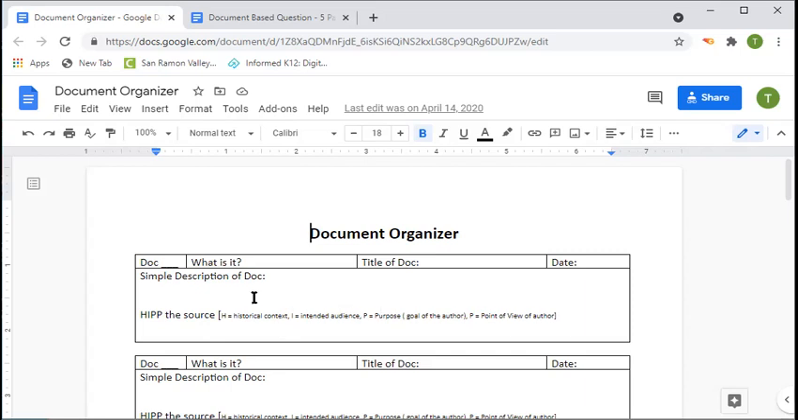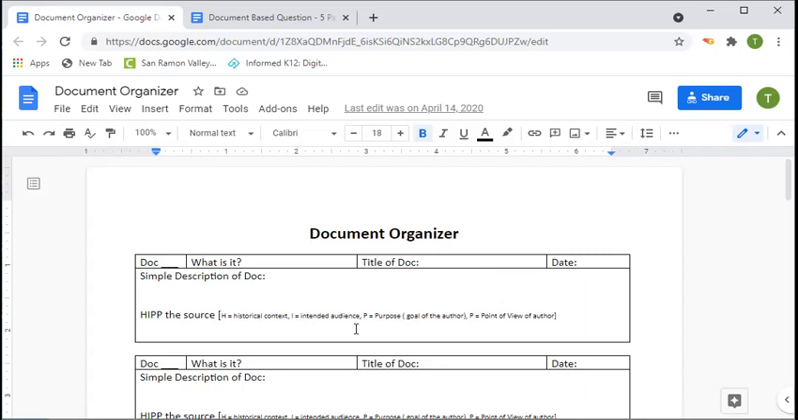So you don't have to do historical context and intended audience and purpose and point of view. You have to do one of those 4. So when you look at the document, you'll figure out which one of these makes the most sense to me, or which one of these am I most comfortable with. Am I going to do historical? So that's also 1 sentence.